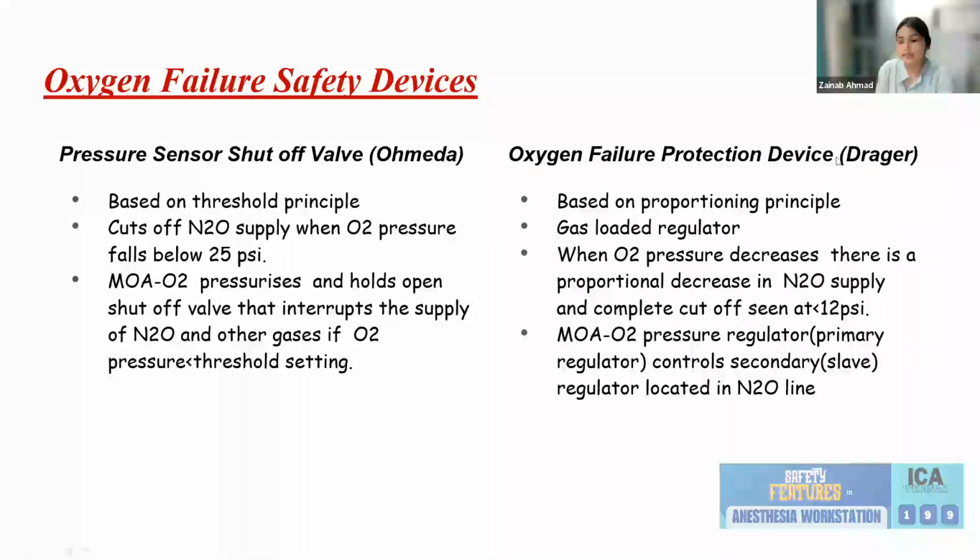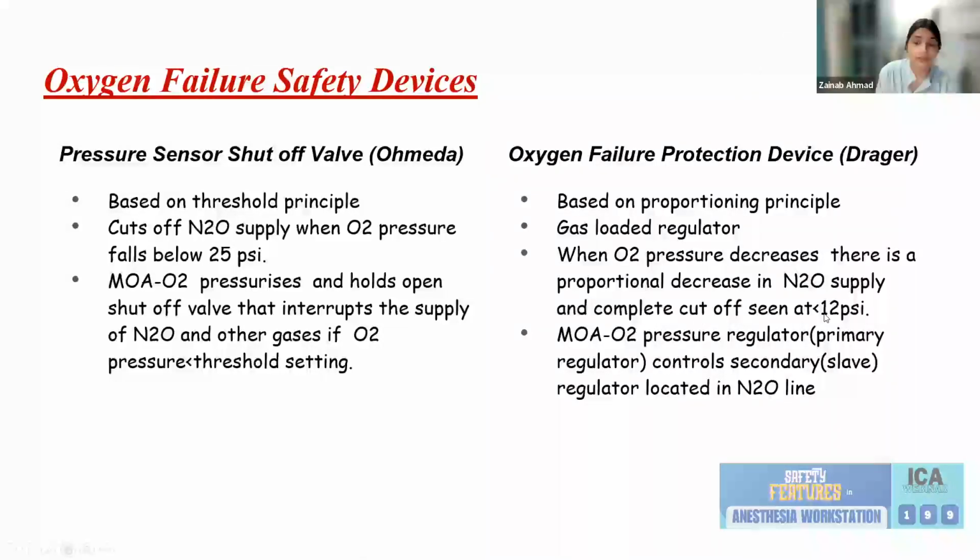The oxygen failure protection device is based on the proportioning principle. It has a gas loaded regulator, which is why it is able to decrease proportionately. When oxygen pressure decreases, there is a proportional decrease in nitrous supply, and it is completely cut off when pressure falls below 12 psi. So what does it do?